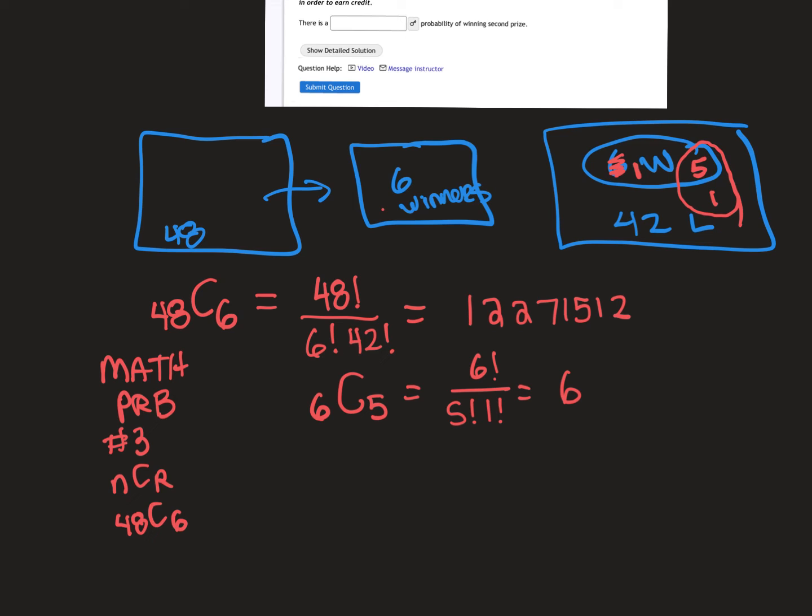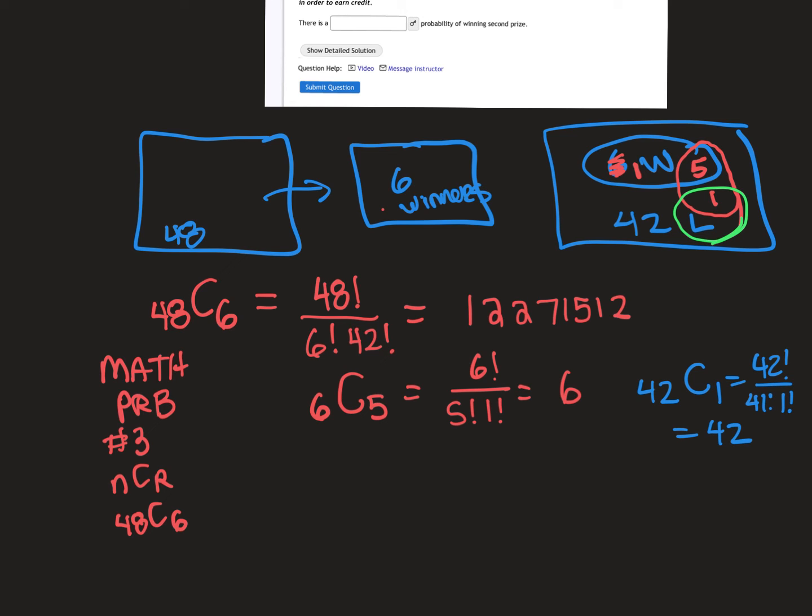But I'm not just picking winners, I'm also picking this one loser. So this one loser right here. So how many ways can I pick that loser? That would be 42 choose 1, which would be 42 factorial over 41 factorial, 1 factorial, which would be 42.